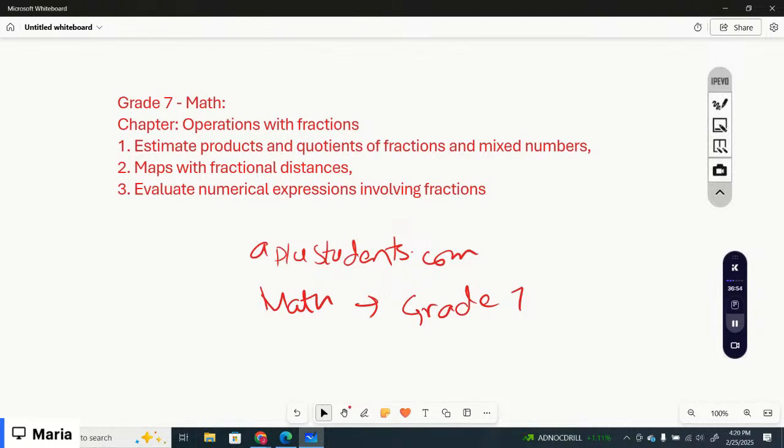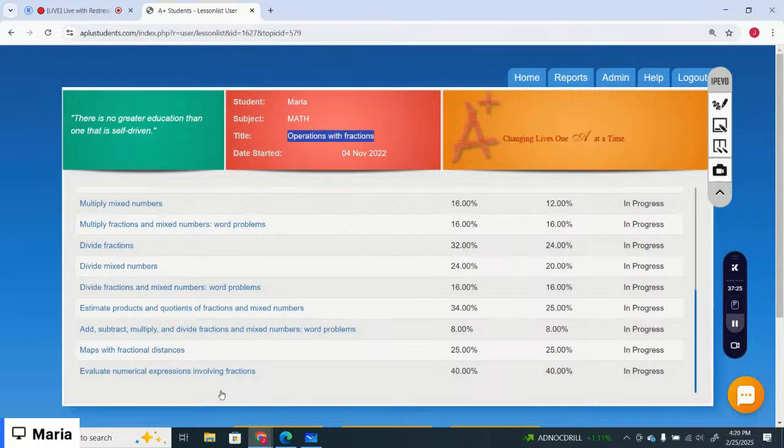We're going to start with the chapter operations with fractions. The lessons we're going to cover today are estimate products and quotients of fractions and mixed numbers, maps with fractional distances, and evaluate numerical expressions involving fractions. So please make sure you have your notebook and pencil so that you can note down the important examples and definitions as well. Here I'm on grade 7 math. Let's start with the lesson estimate products and quotients of fractions and mixed numbers.